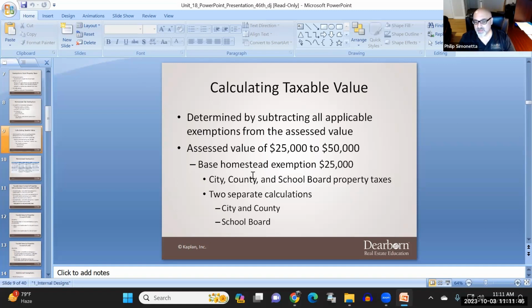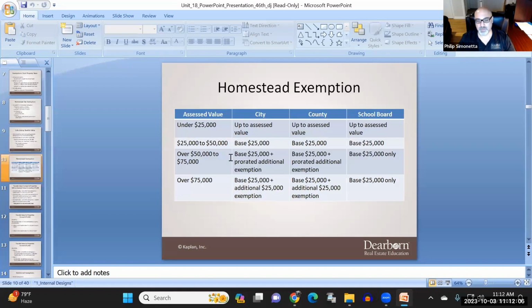And that is broken down into two separate calculations. I'm going to break these down for you and show you charts. Don't worry. You have city, county, and school property taxes. So there are two separate calculations. The city and county are one calculation, and the school board is another. And here's how it works. If a property is assessed under $25,000, I don't know if any of those exist, you're able to get a $25,000 exemption, $25,000 exemption, $25,000 exemption. So you can get it up to the value. So you could possibly pay no taxes.